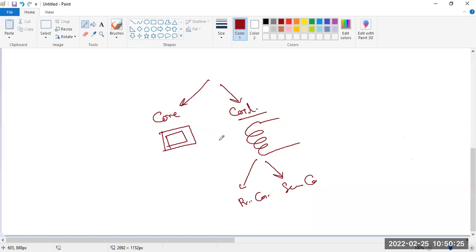But through this core, power is transferred by what? By magnetic flux. So the magnetic flux is phi, and it is unchanged. Magnetic flux is unchanged. So guys, this is the working principle.